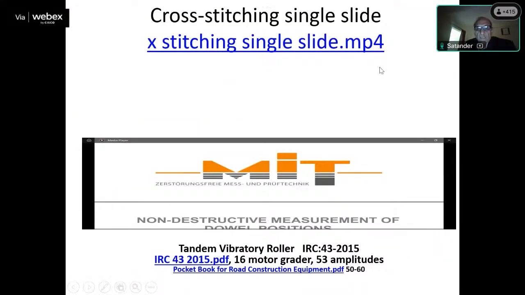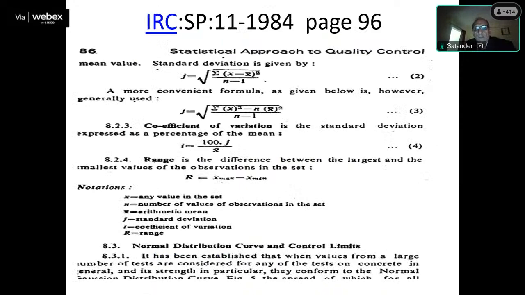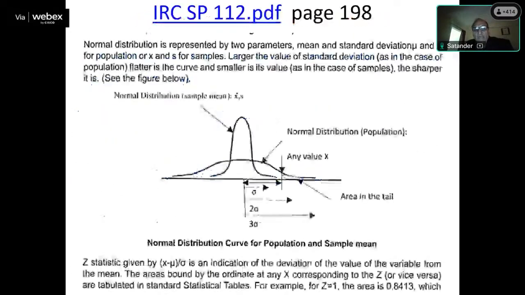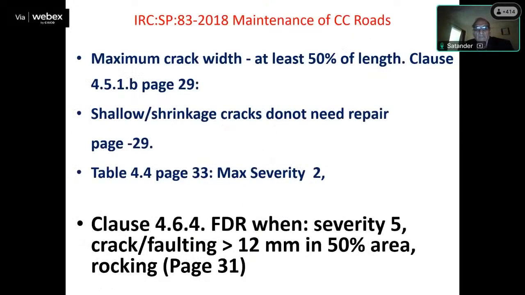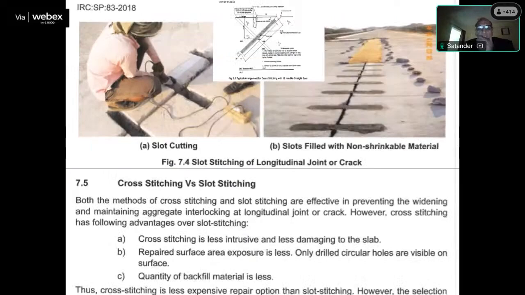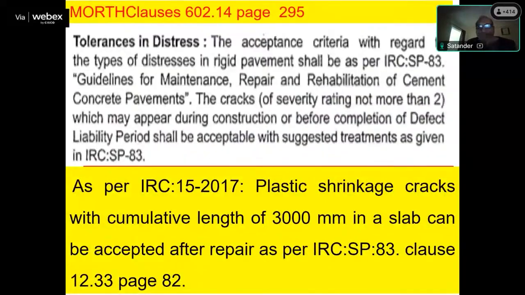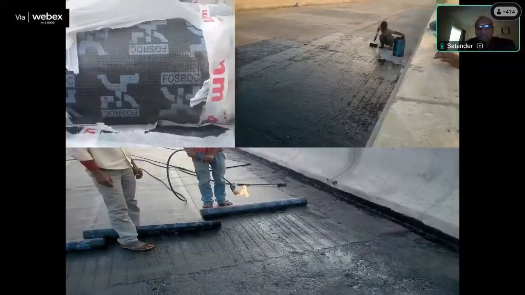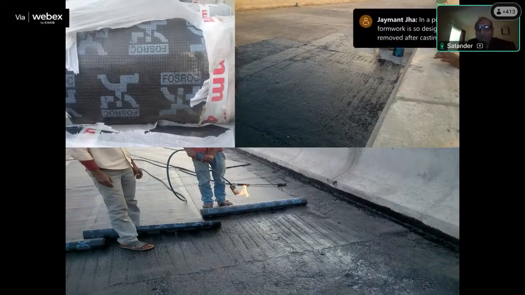You can use the dowel bar scanner there also. This value is 1.65 into the standard deviation if you use. So now maintenance. This is on the deck, sir. We are putting an APP sheet, an atactic polypropylene sheet. Earlier we were using mastic, sir. Pier of 20 meter high.